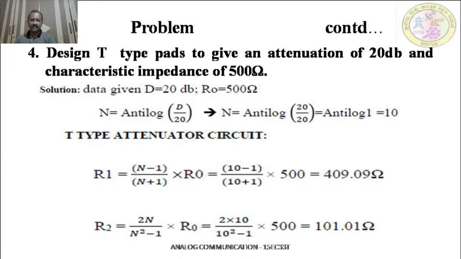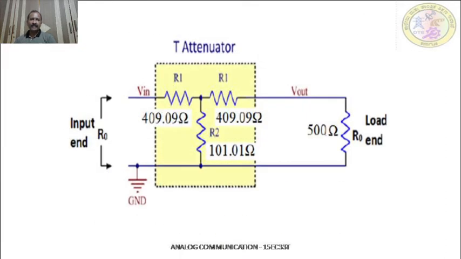After calculating these values, you draw the T-type attenuator and write the values in front of the resistors: the R1 value on the two series arms and the R2 value on the shunt arm, with the load R0 in that particular circuit. Like this you can design a T attenuator. The given attenuation in terms of dB and the characteristic impedance or design impedance are given.